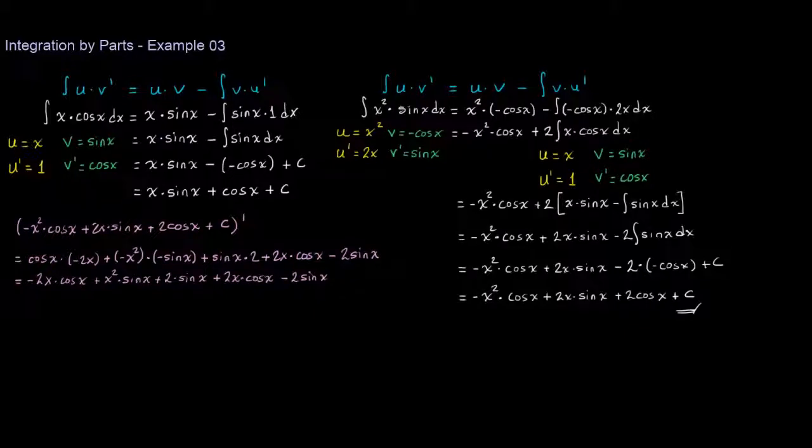And I'm pretty sure you can notice we're going to cancel out these terms, and at the end we get that this derivative is equal to x squared times sine of x, which is where we started here. So it means we are right.